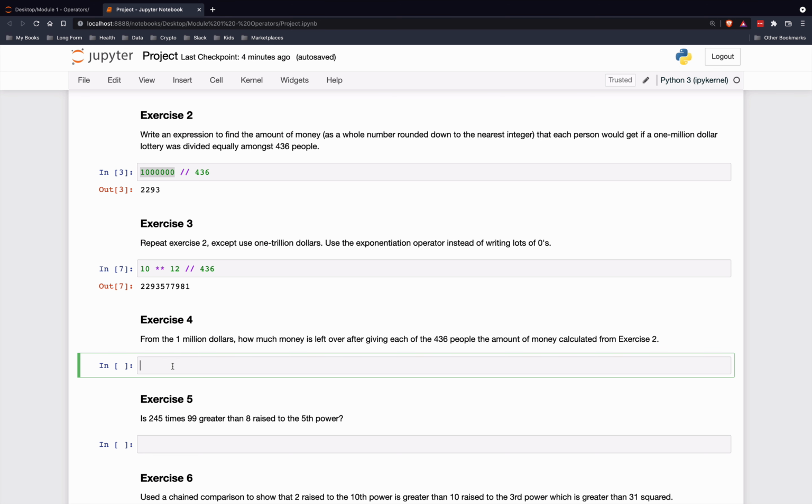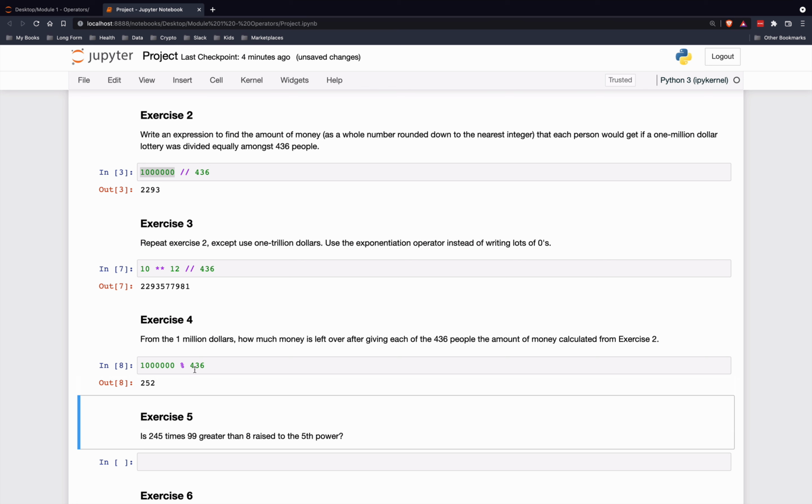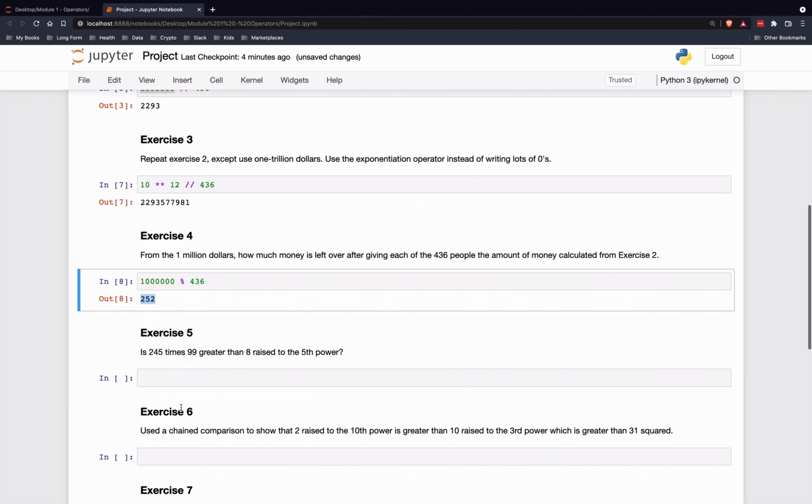Well, this is simply using the modulus operator that we learned about. So modulus returns the remainder. That's the whole point of it. That's exactly what it does. So we take a million. We're going to divide it by 436. This returns the remainder. So what's left over after we've given this amount to everyone? And there is $252 left over. All right, let's go to exercise 5.